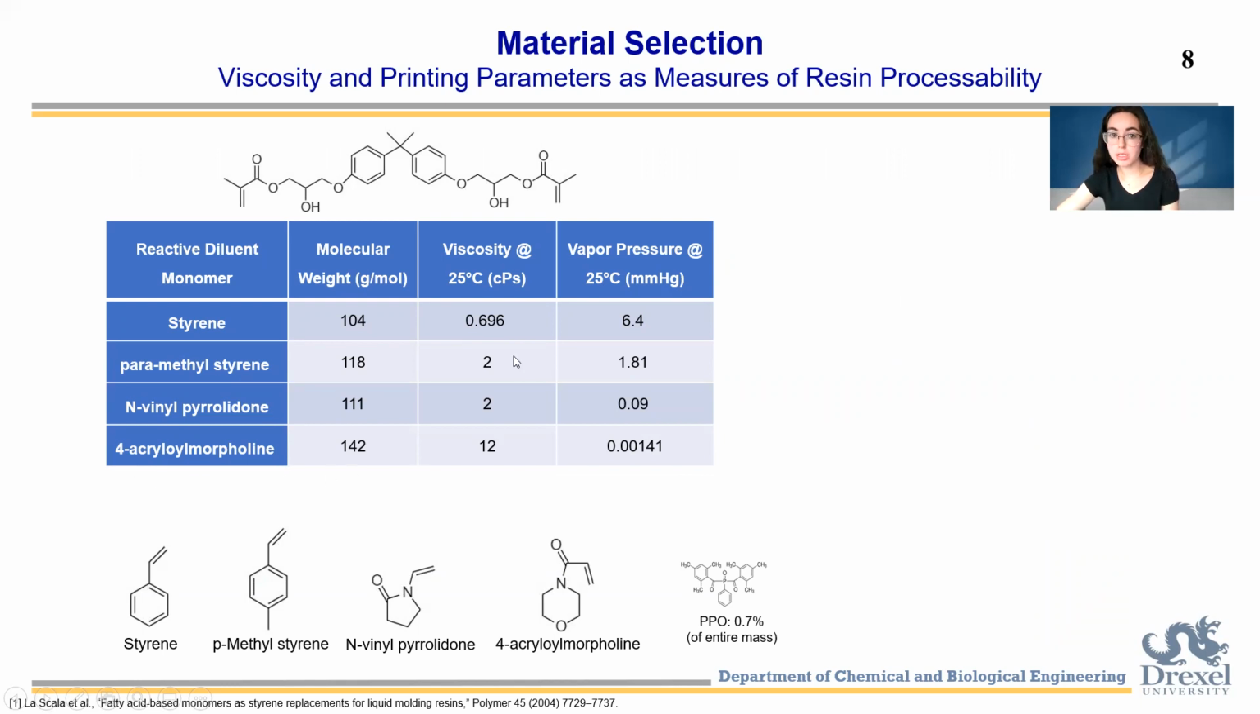So again, to begin looking at the properties of these chemicals themselves, the three alternative reactive diluents have slightly higher molecular weights and viscosity than styrene does. Relatively though, they are still smaller molecules, but what really makes these chemicals of interest specifically are their vapor pressures. Take a look at this last column here. They are much lower in vapor pressure at room temperature than styrene is.